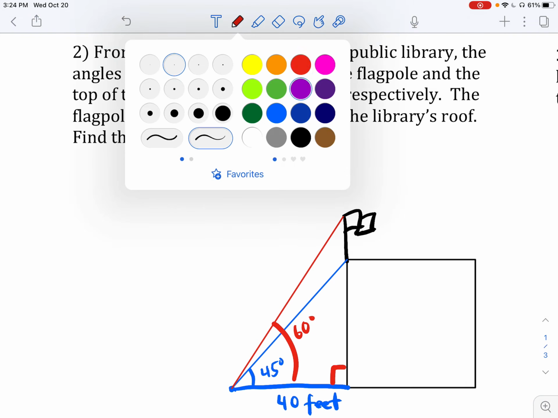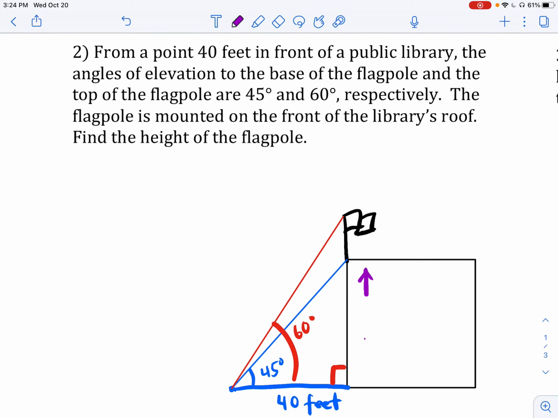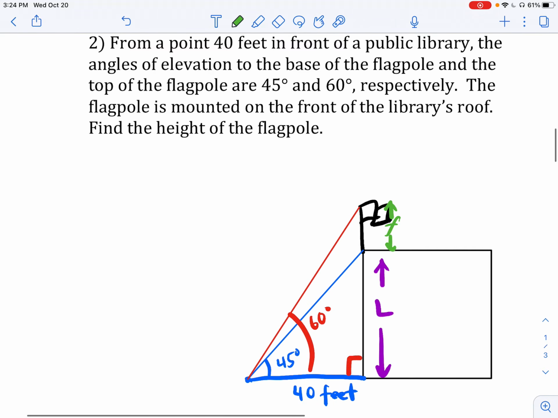And we're going to assume that this is a right angle here. Well, what we're concerned with finding is the height of the library here, which I'll indicate as L, as well as the height of the flagpole here, which I'll call lowercase f. Well, given what we know about how far we are from the library, as well as these angles of elevation, can we find these two heights?